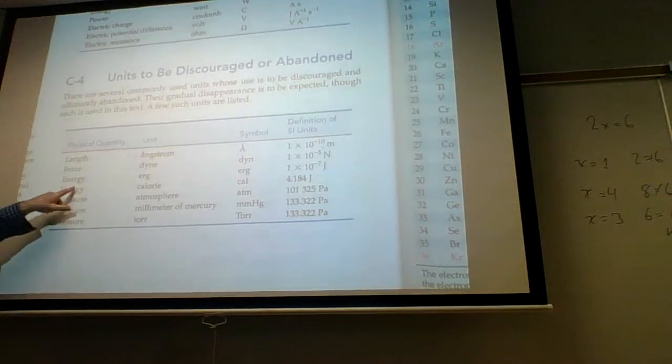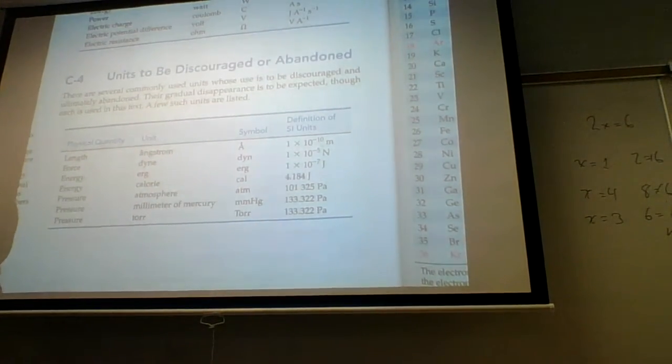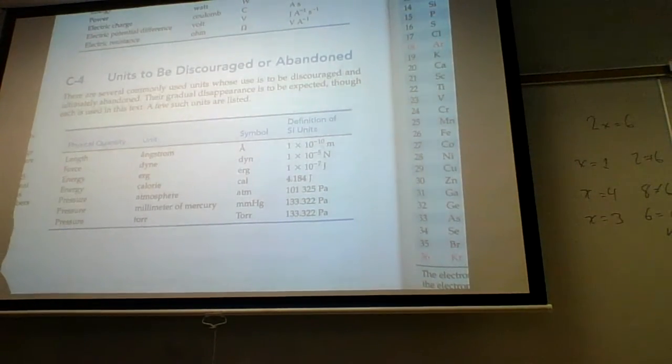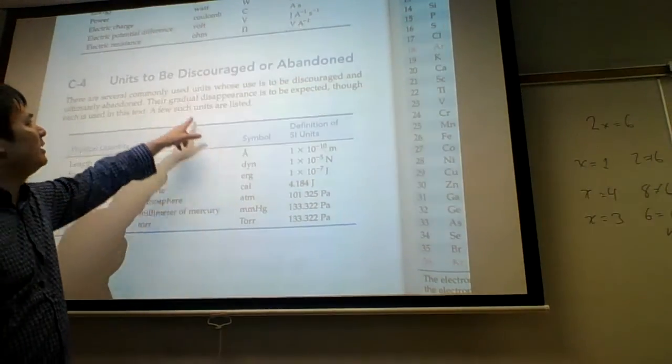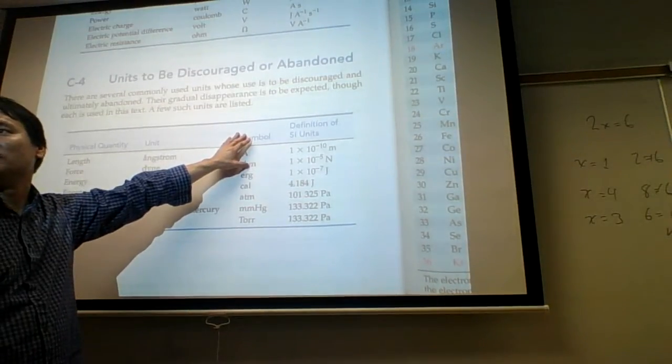One of these units I really like, the angstrom. You know why I like the angstrom? Because atoms are like 1 to 6 angstroms in diameter. It's an easy number to remember. And so I really like angstroms. But I'm supposed to discourage you from using angstroms.